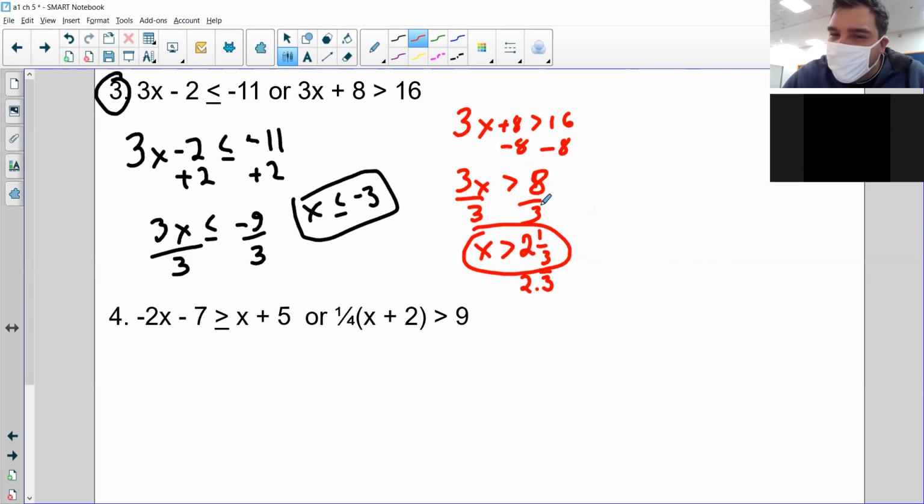The problem is it's a little bit hard to graph 8 over 3 on a number line. So I like changing it to a mixed number because you know it's a little bigger than 2. So it's a little easier to graph for yourself. But you are totally allowed to leave it as 8 over 3. I wouldn't recommend it though.